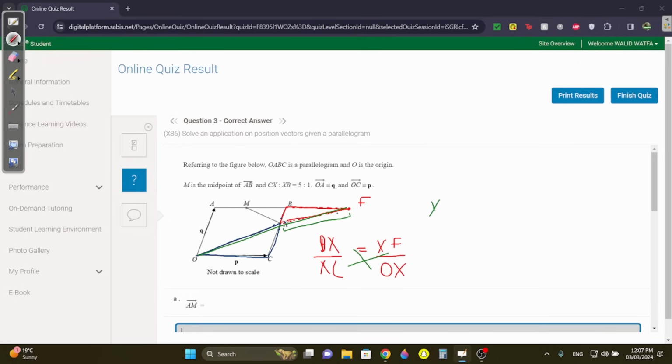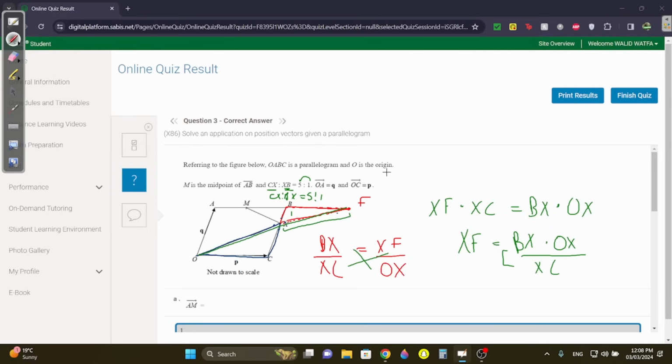Let's cross multiply. You'll get XF times XC equals BX times OX. What's XF going to be? XF is going to be BX times OX over XC. Do we know what BX to XC is? We do, right? BX to XC is 1 over 5. It's given. We said CX to BX is 5 to 1.